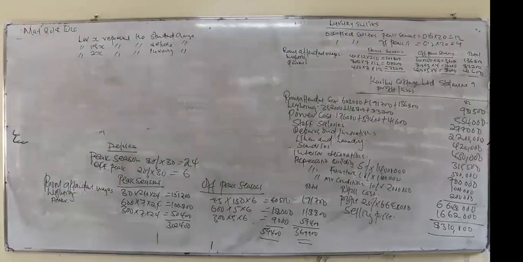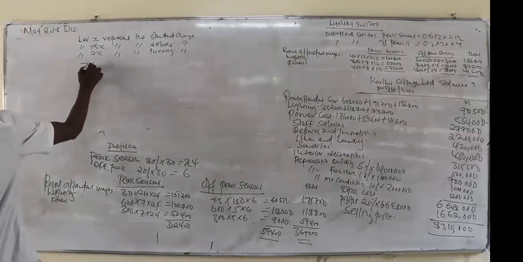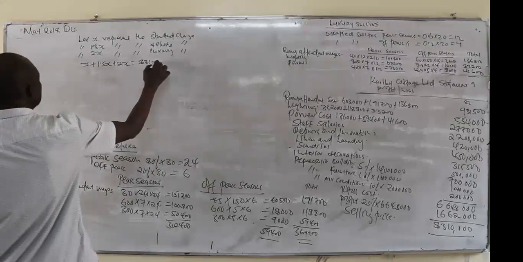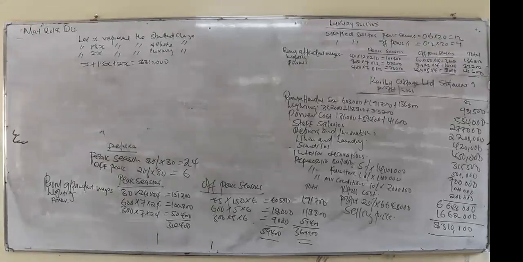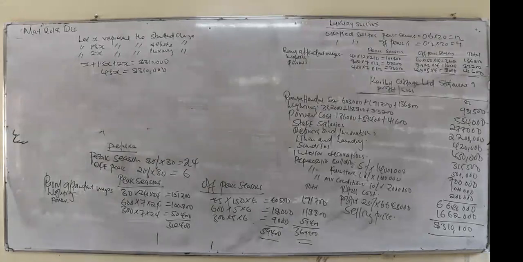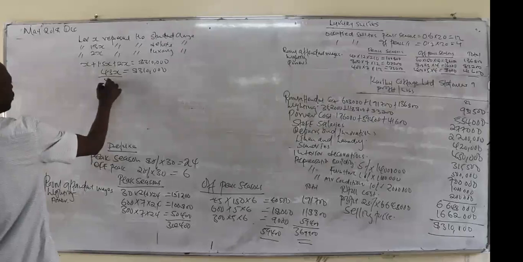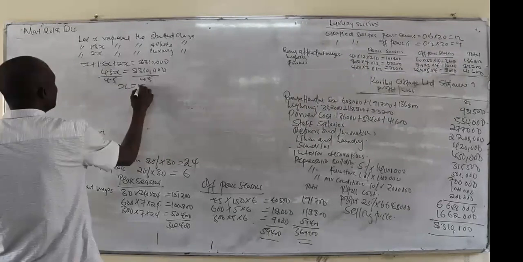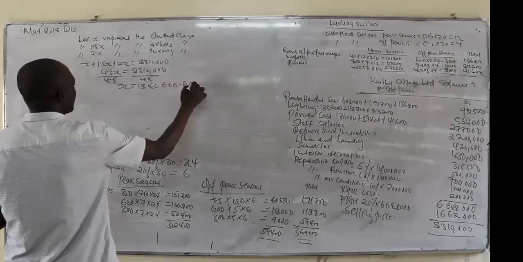So x plus 1.5x plus 2x is equals to 8,310,000. So x plus 1.5x plus 2x is equals to 4.5x, which is equals to 8,310,000. So x will be how much? So x here, you divide both sides by 4.5. So x is how much? $1,846,666.667. So that one will be the x, isn't it?